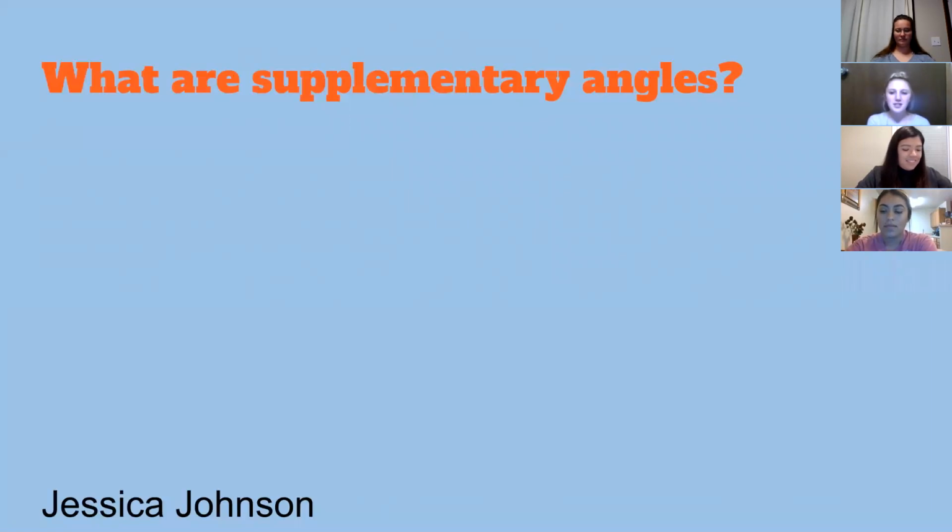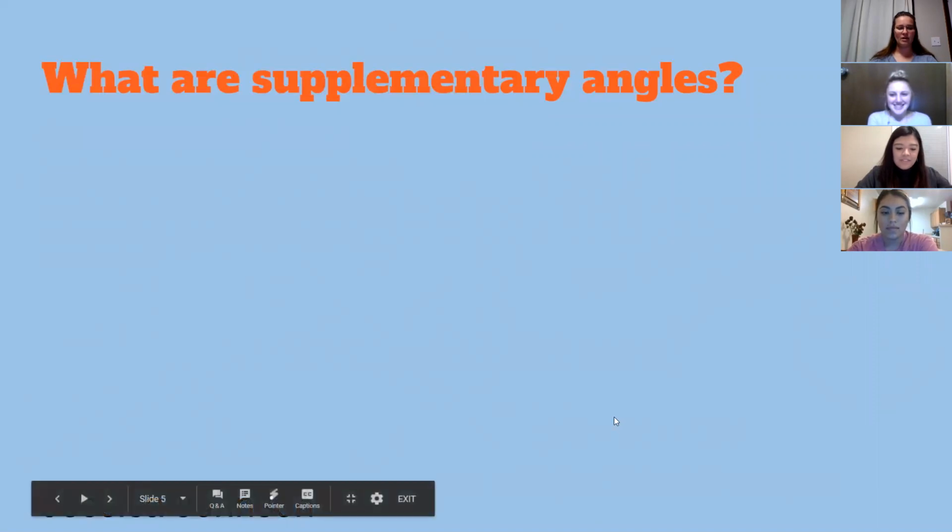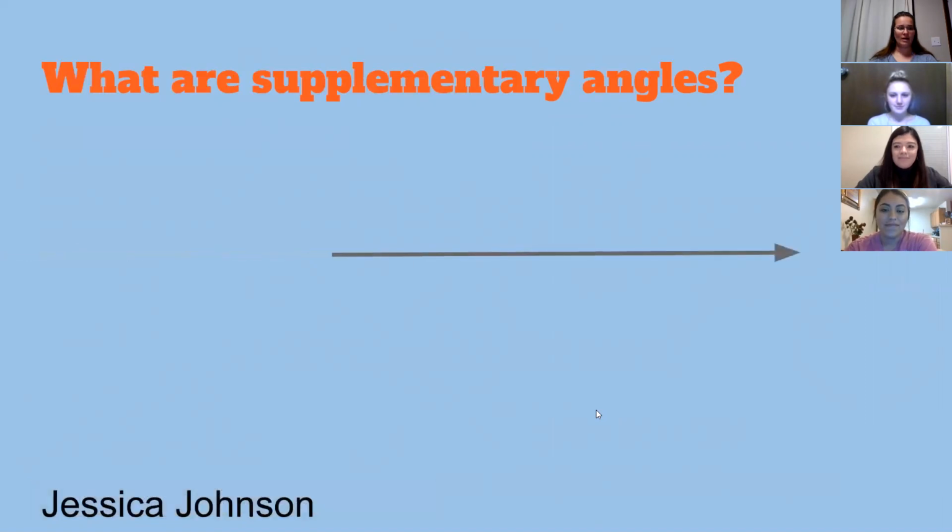Jessica, what are supplementary angles? Claudia, I'm glad you asked. Supplementary angles are angles that sum to 180 degrees. When we have a straight line, the total degrees equals 180. When we know the degree of one angle, we can always find the degree of the other angle. Since we know that a line equals 180 degrees, we can take 180 degrees and subtract 110 degrees. And that makes angle 2 equal to 70 degrees.